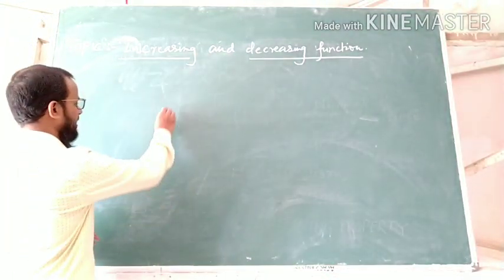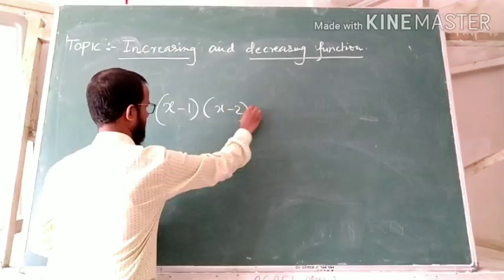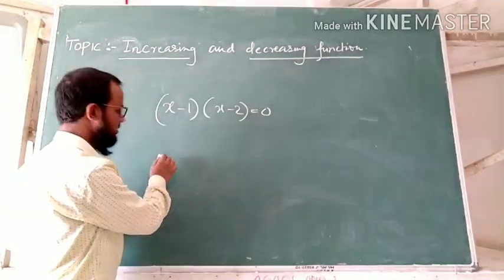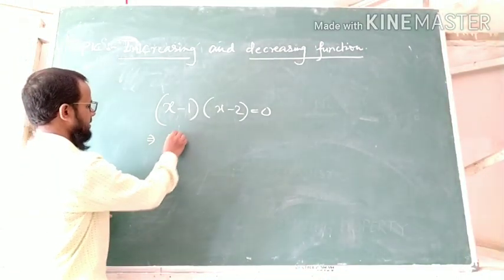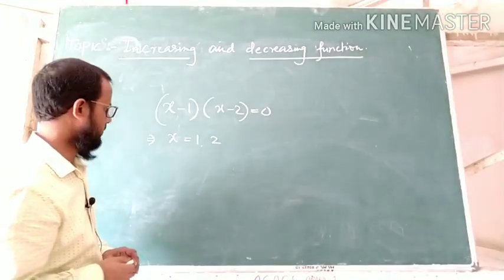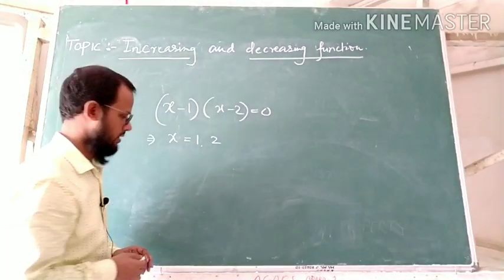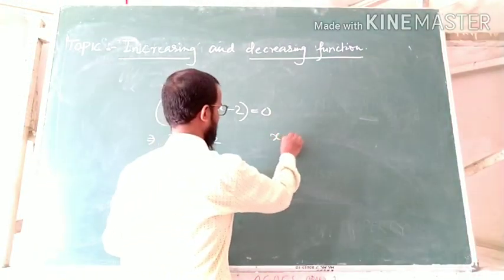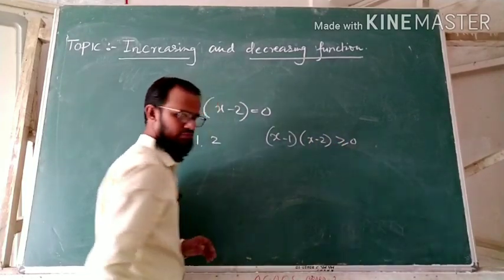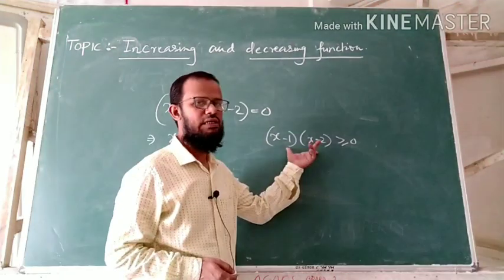Suppose (x minus 1) into (x minus 2) is equal to 0. This is an equation. If you solve this equation, you will get x is equal to 1 or 2. This is a quadratic equation. And if (x minus 1) into (x minus 2) is greater than or equal to 0, or greater than 0 or less than 0, whatever it is, it represents an inequation.